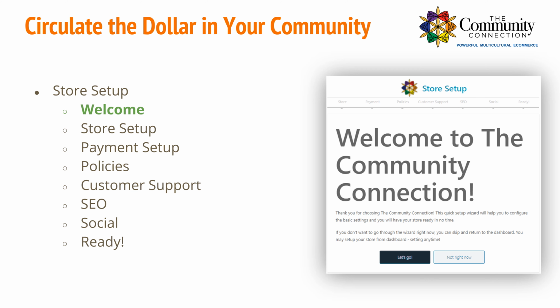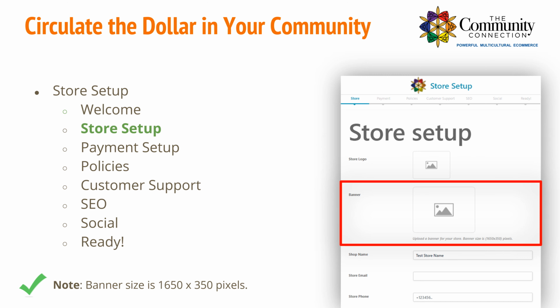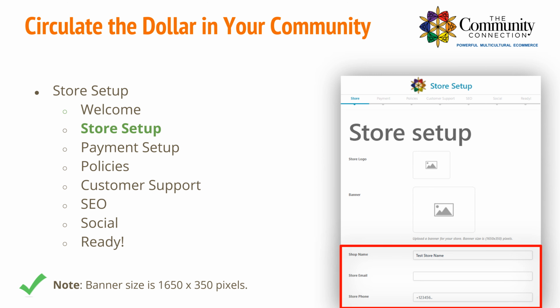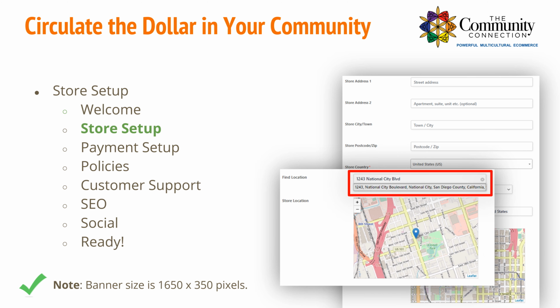Once you're on the store setup page, click Let's Go. Upload your store logo, banner, and enter your store name, email, and phone. This information will be shown on your storefront. If you have a physical location, enter it here. Typing in your address will auto-populate your location on the map and will be displayed on your storefront.